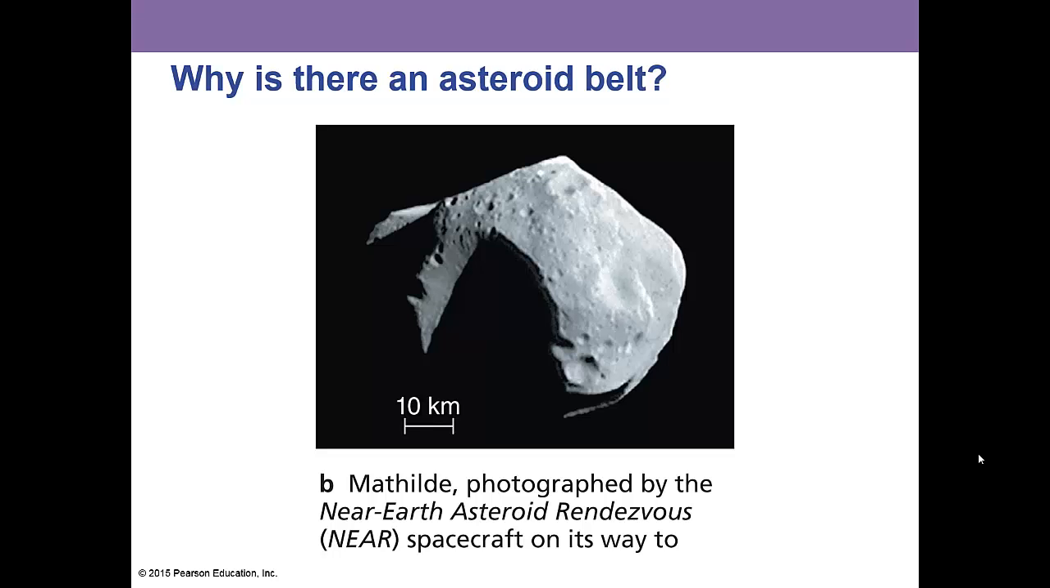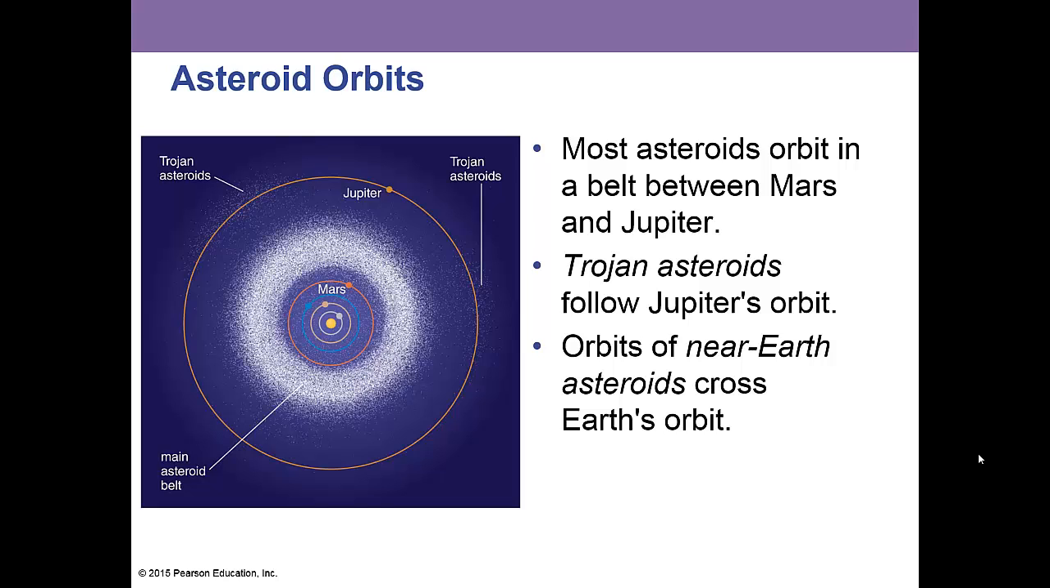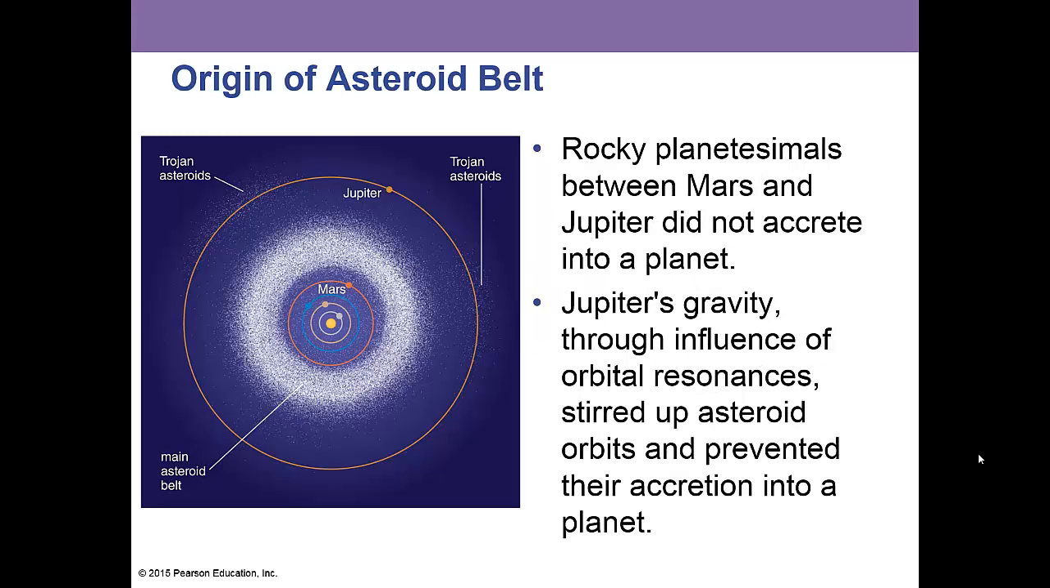Well, we know that the asteroids are between Mars and Jupiter. Why is there an asteroid belt there? Most asteroids are between Mars and Jupiter. There are some Trojan asteroids that follow Jupiter's orbit, and some orbits of near-Earth asteroids cross Earth's orbit, and we need to watch out for those. Rocky planetesimals early on between Mars and Jupiter did not accrete into a planet, and Jupiter's gravity, through the influence of orbital resonance, stirred up asteroid orbits and prevented their accretion into a planet.